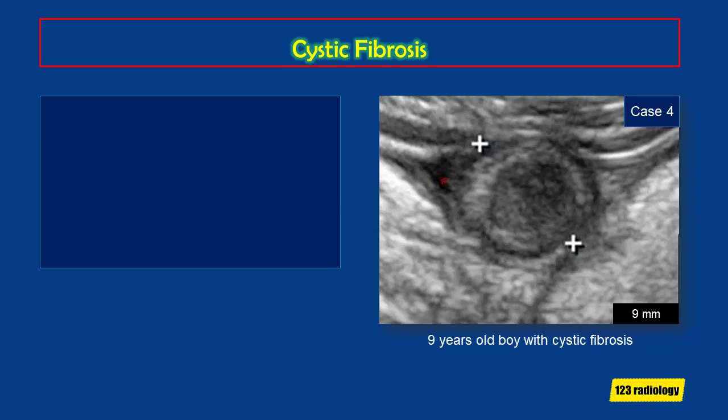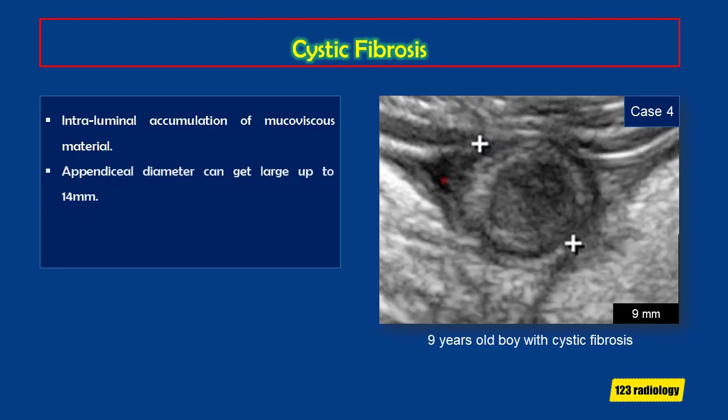This is a 9-year-old boy with cystic fibrosis, and this is incidentally noted in the right lower abdomen. You think this is acute appendicitis. The appendix measures about 9 millimeters in diameter. So, like in fecal distension, there is intraluminal accumulation of mucoviscous material. The appendiceal diameter can get large, up to 14 millimeters. Again, the appendiceal wall and periappendiceal soft tissues are normal.